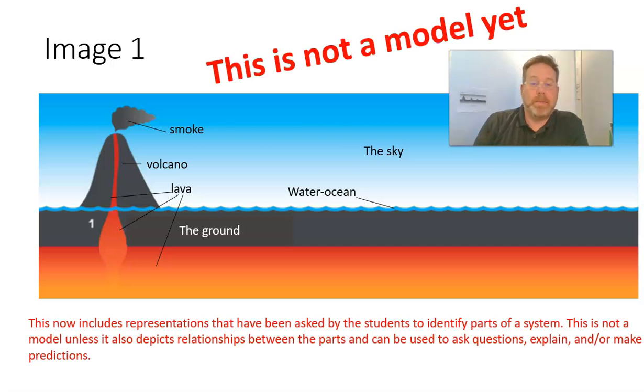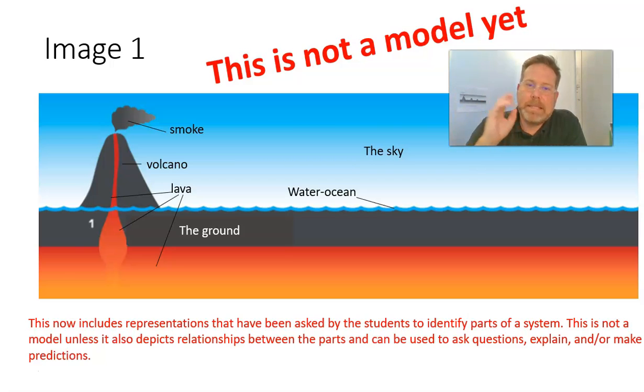This is not a model. Let's talk about that. What is a model? Just like it says below, I'm going to read it. It says these are just representations that the students were asked to identify these parts of this system. So we definitely have a system going on here, whether they know it or not. It's not a model unless it also depicts the relationships between these parts. And then they can be used to ask questions. The students ask questions about it, or they explain or make predictions. So that's when this will become a model.